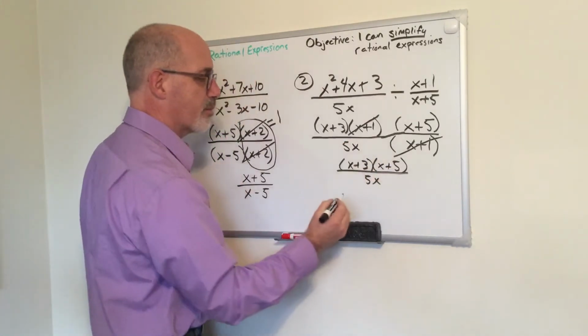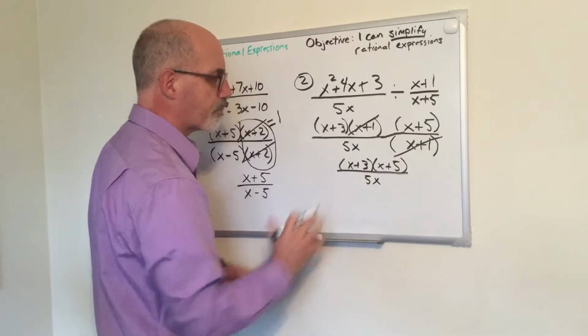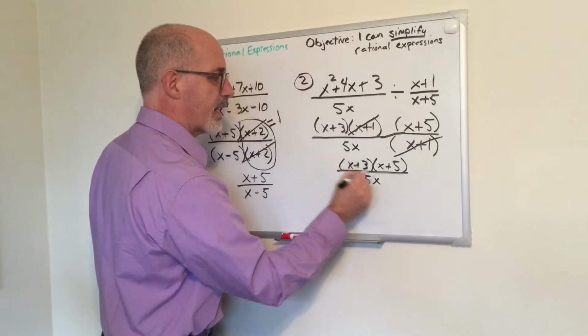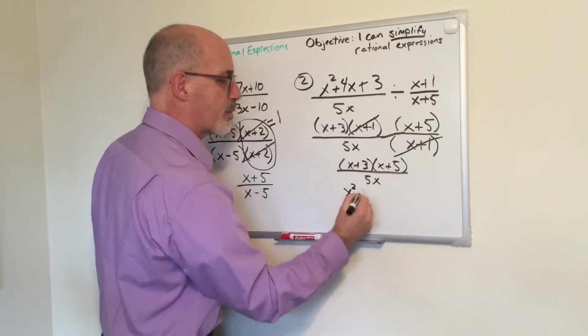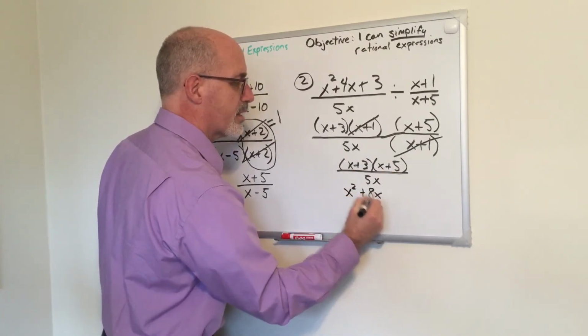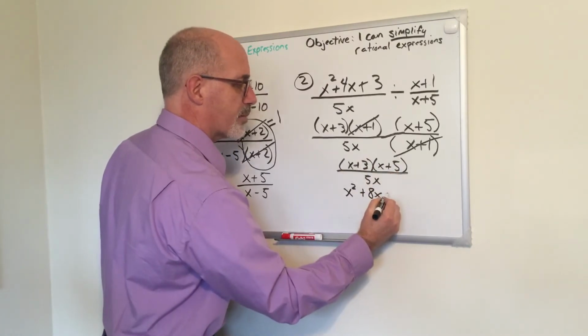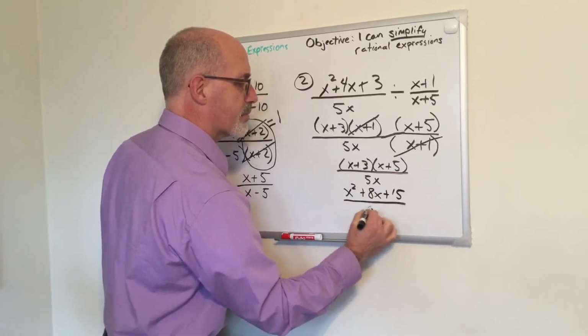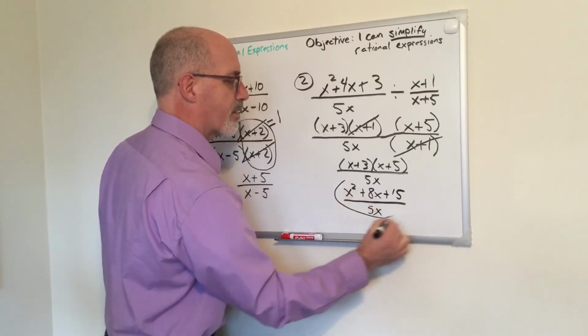And now just to completely simplify, what I'm going to do is multiply out the top. And when I multiply it, I get x squared plus 5x plus 3x is plus 8x, plus 3 times plus 5 is plus 15, all over 5x, and that's my final answer right there.